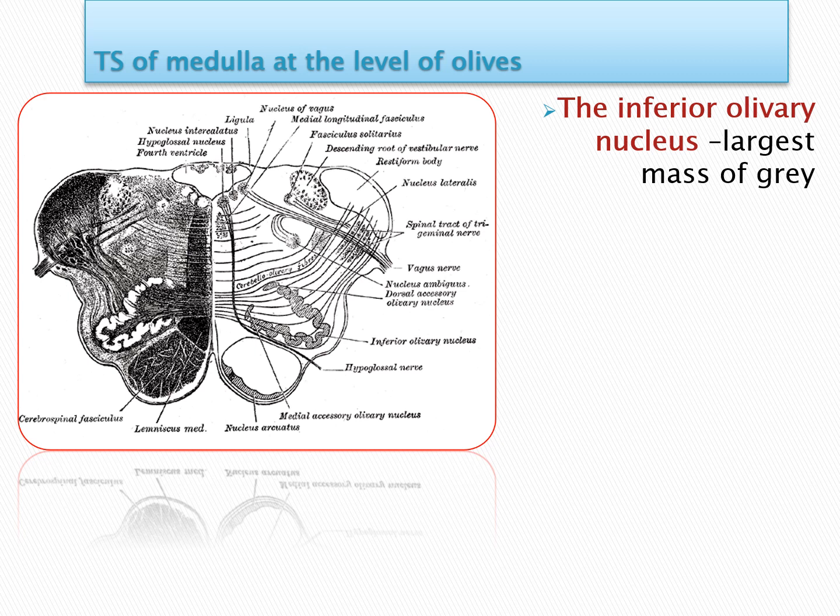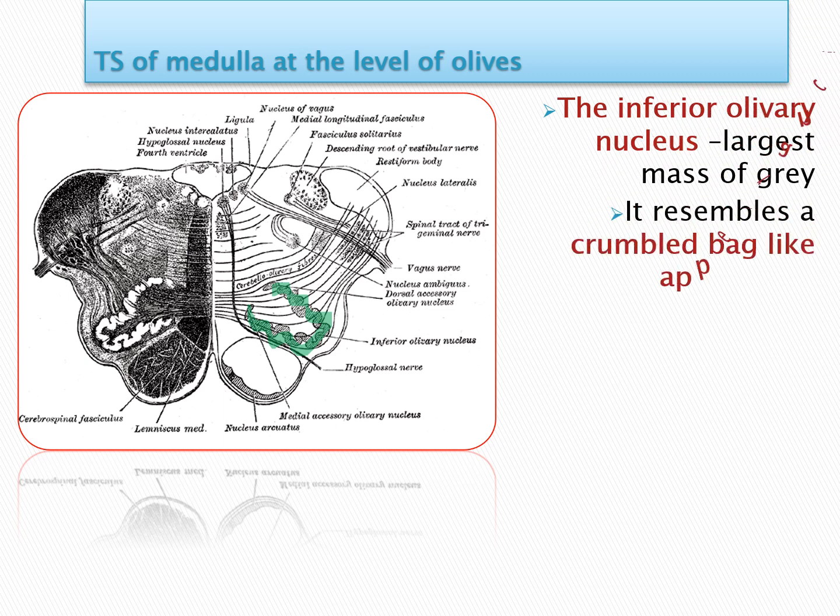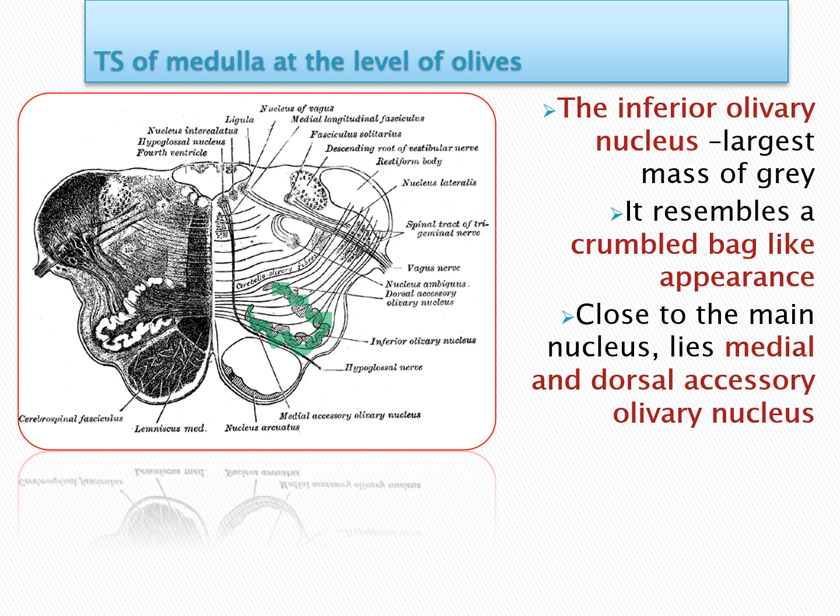This inferior olivary nucleus may be asked as short notes for you. You have to write where it is present, appearance, connections also. I am not telling the connections in this video. You have to learn the connections of this nucleus separately. It resembles a crumpled bag-like appearance. That is the peculiarity of this inferior olivary nucleus. Close to the main nucleus, as we just learned, we have accessory olivary nuclei also.